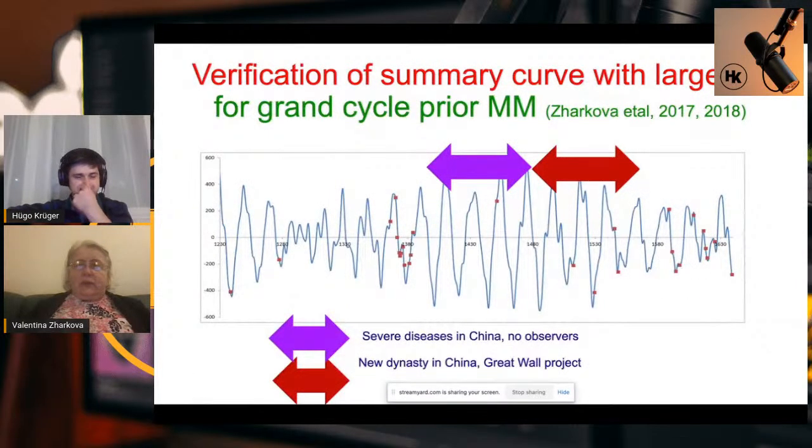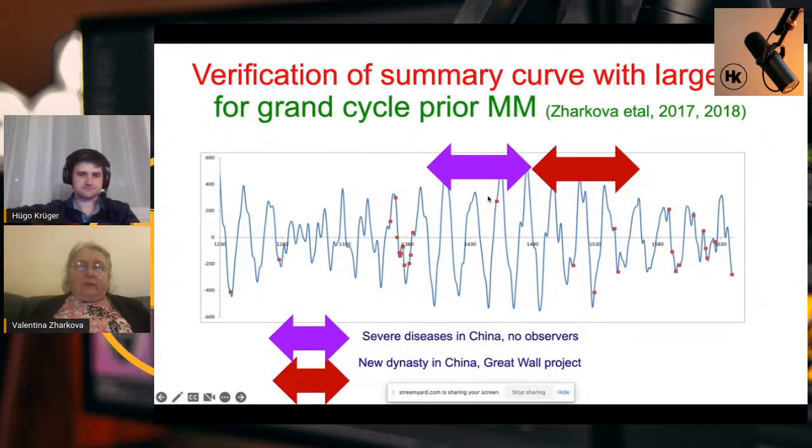Then we compared our summary curve with observations from before the telescope. When you look at the observations of large sunspots by the Chinese, they actually fall exactly on the curve where we predicted. The telescope was invented only somewhere here, after 1630. So these are visual observations by the Chinese. There was no observation in these periods because of severe disease in China, no observers.